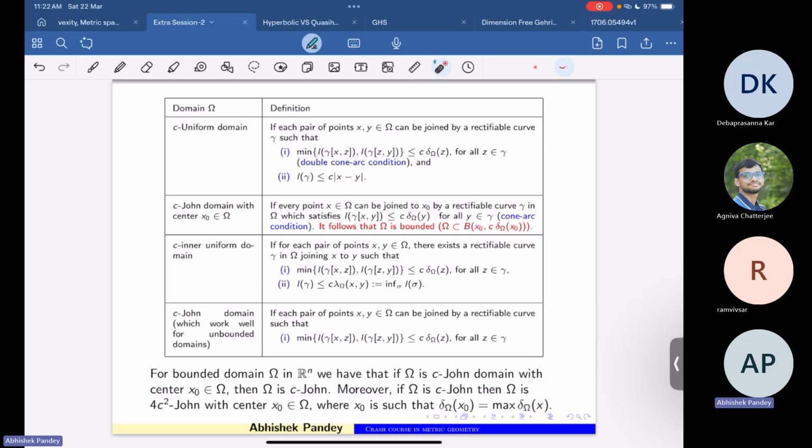so here we have seen that a John domain with center x0 is always a bounded domain. So for unbounded domains, we have this definition. It means that we just remove this condition from the uniform domain definition, and we have the definition of a John domain. So this is the general definition: if I'm saying John domain, I mean this definition. So basically they are equivalent once the domain is bounded, this condition and this condition are equivalent.